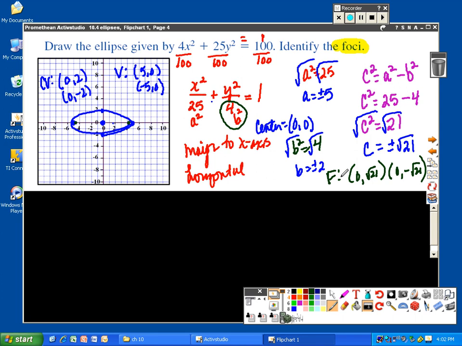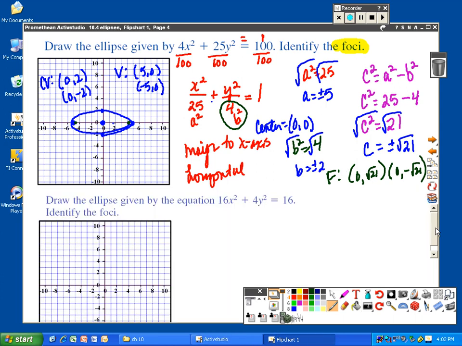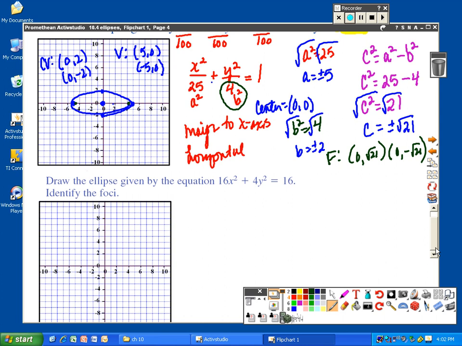All right, let's give you a chance to try this one. 16x squared plus 4y squared equals 16. First you want it to equal 1. So we will divide everything by 16. So I have x squared over 1 plus y squared over 4 equals 1.